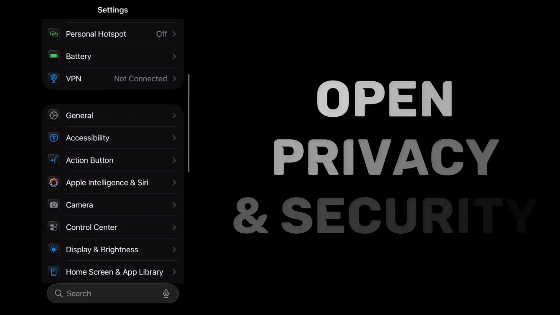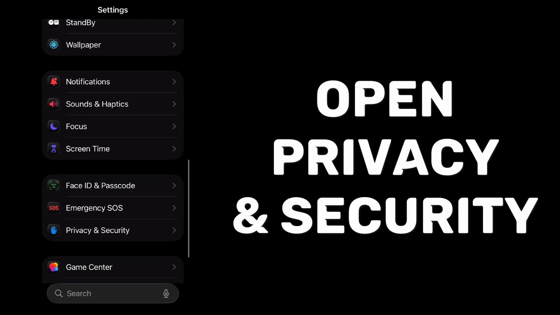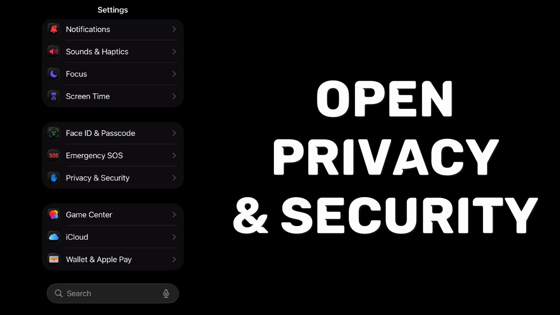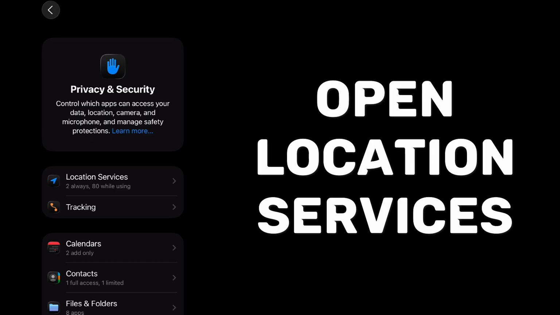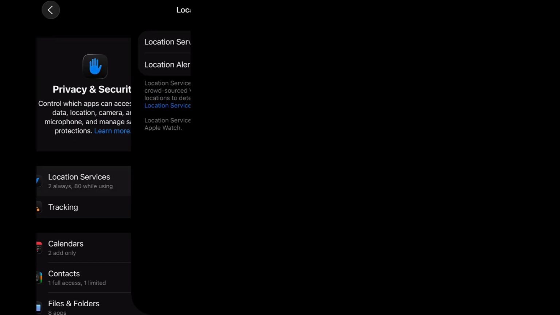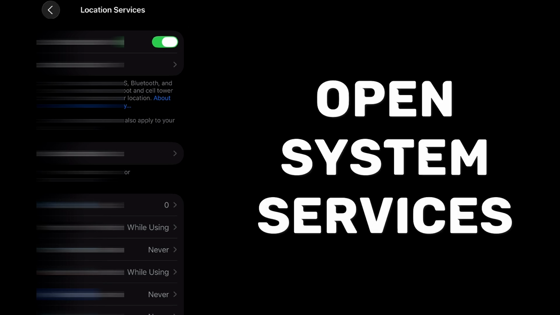And then we're going to scroll down just a little bit here and we're going to get down to the bottom here and we're going to go to privacy and security. Once we're there, we're going to pick the top option, location services. Then once you go into location services, we're going to scroll to the very bottom.